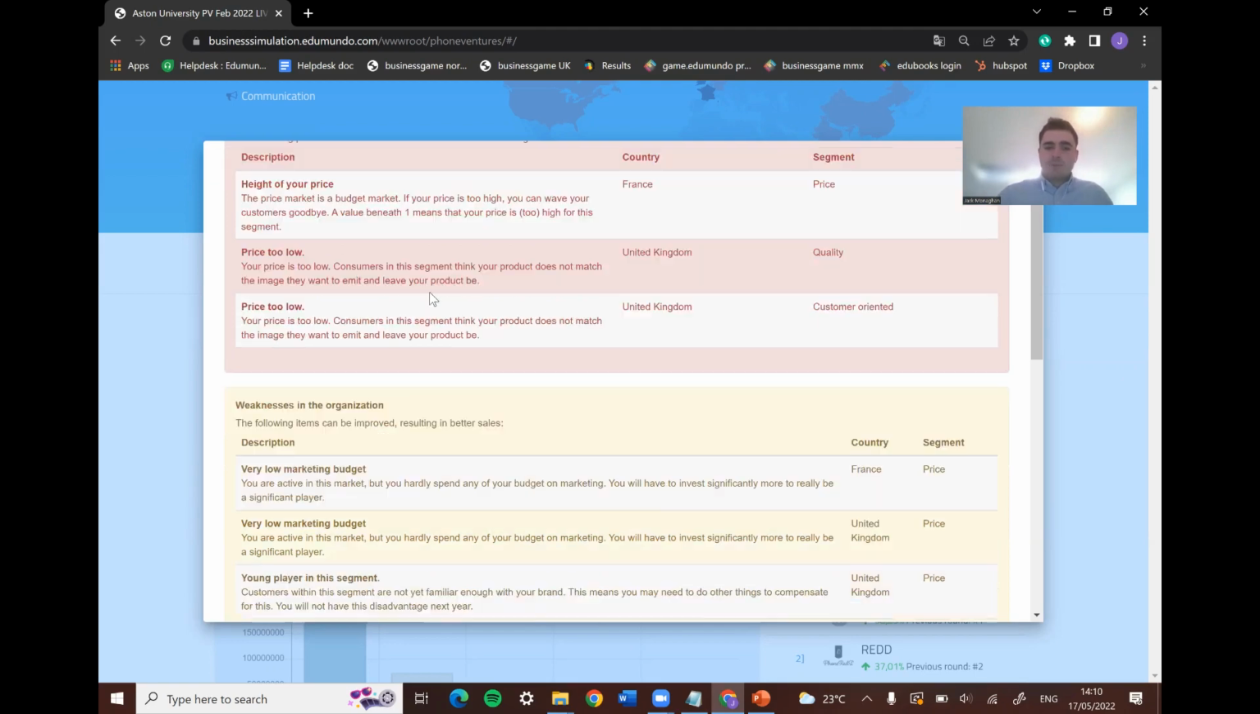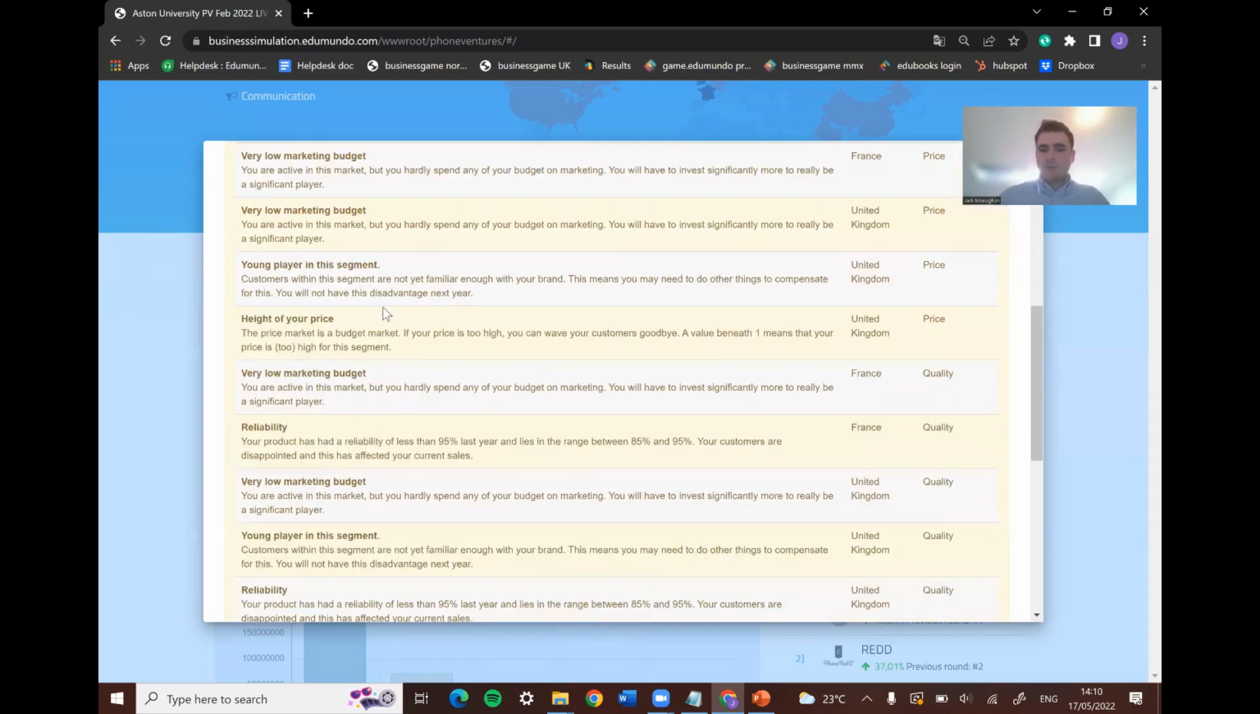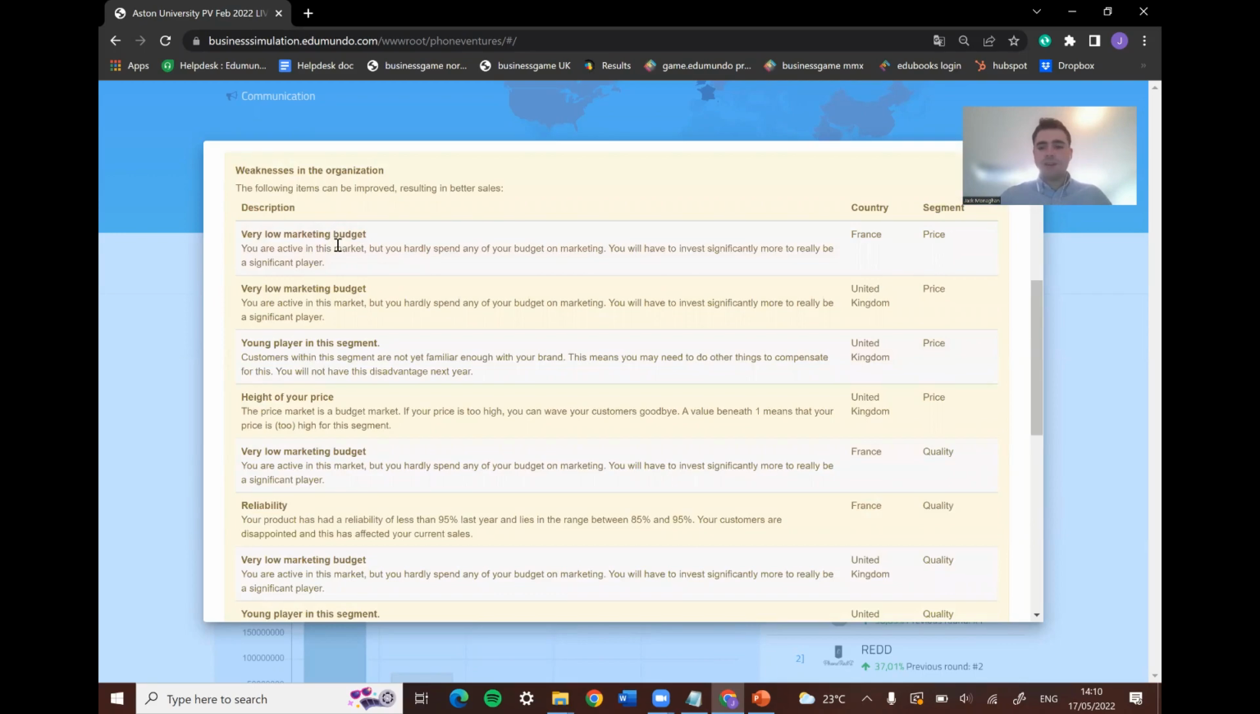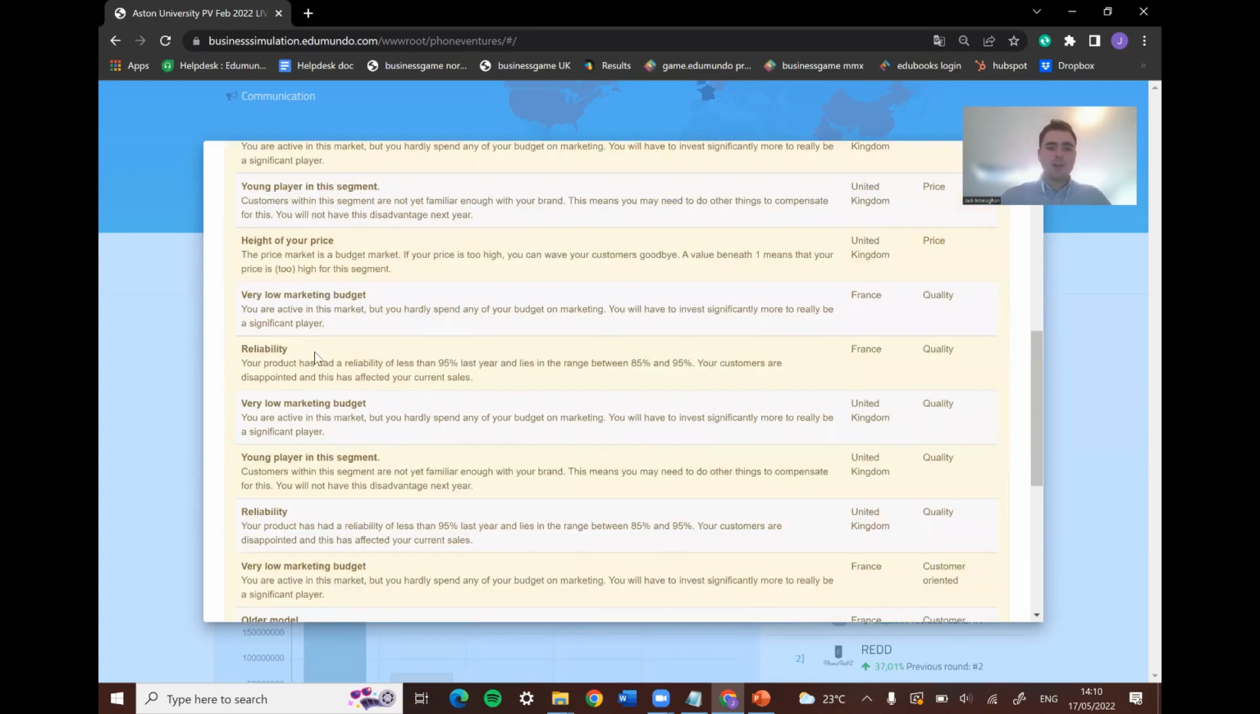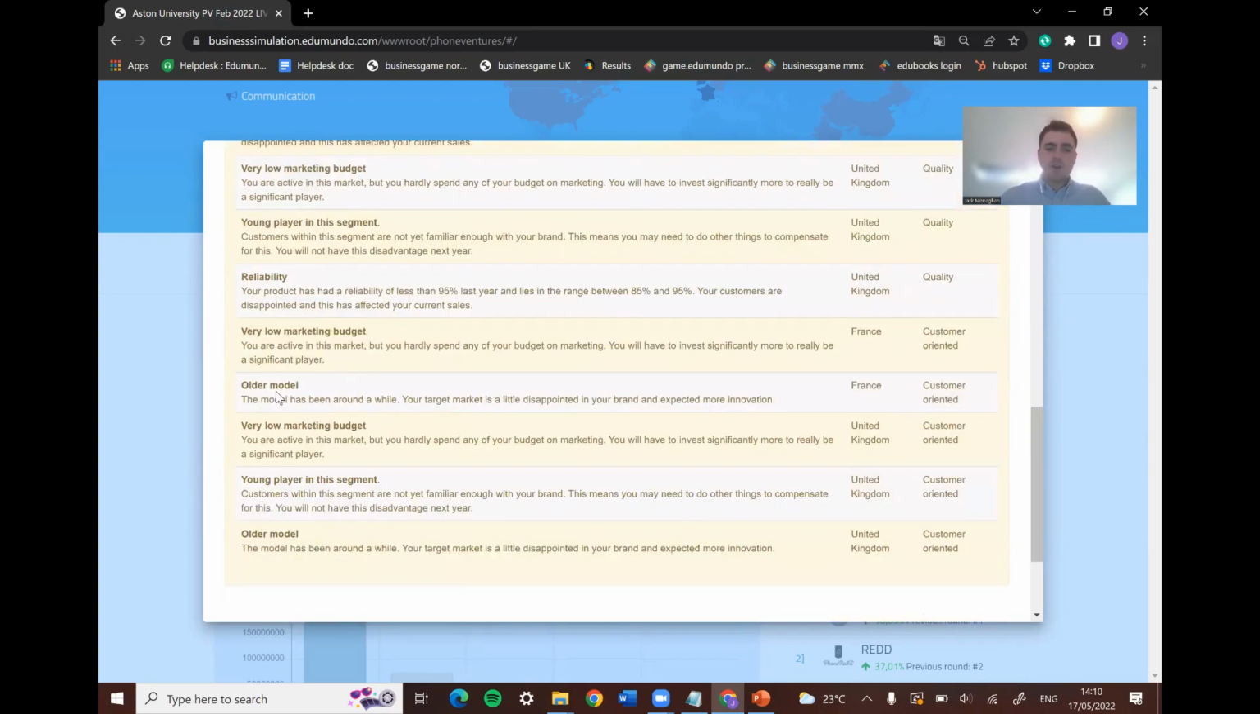There are also some other items that are pretty common for a lot of teams. For example, the very low marketing budget, reliability, and older models are all items that I'll get onto later on when we go into the decisions section as well.